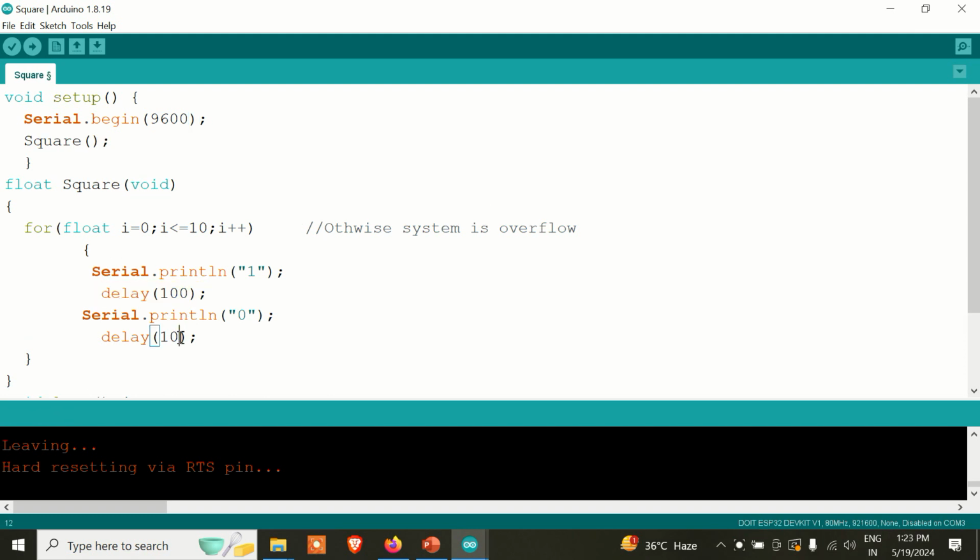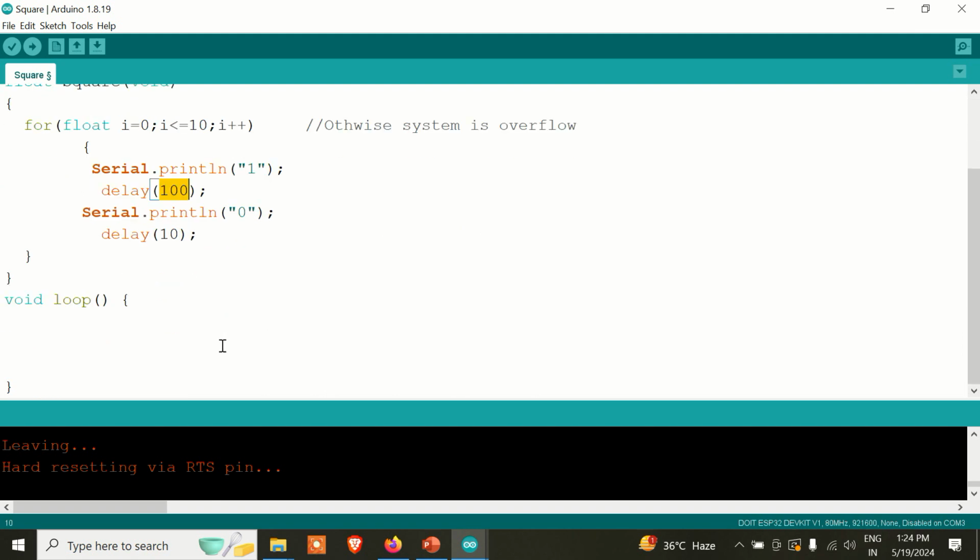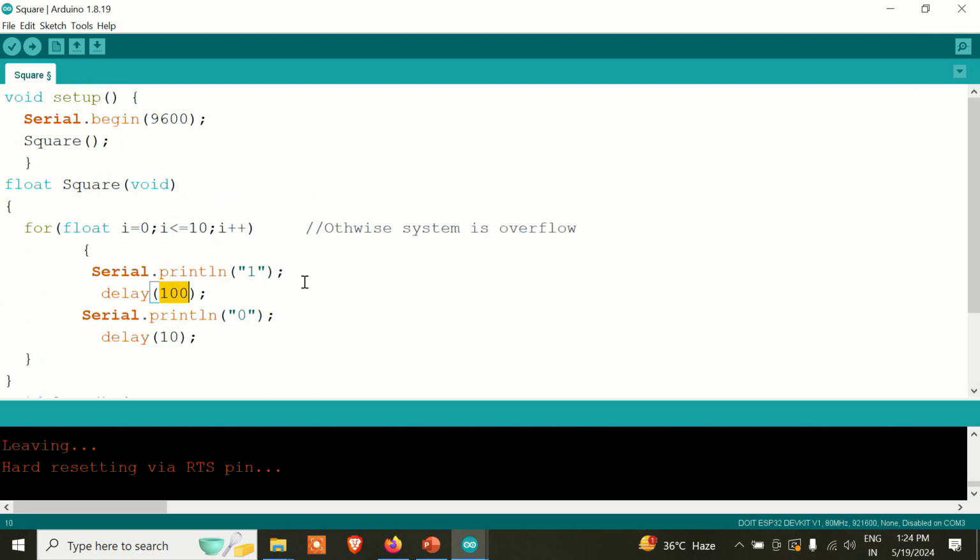On time and 10 milliseconds off time. That means instead of square wave, you will be generating some rectangular waveform, because on time high state is 100 milliseconds, low state is 10 milliseconds. So you have made the change of the waveform, the nature of the waveform changed because between high state and low state, the state time you have changed. That's the difference. Okay, so this is one way of generating a square wave.